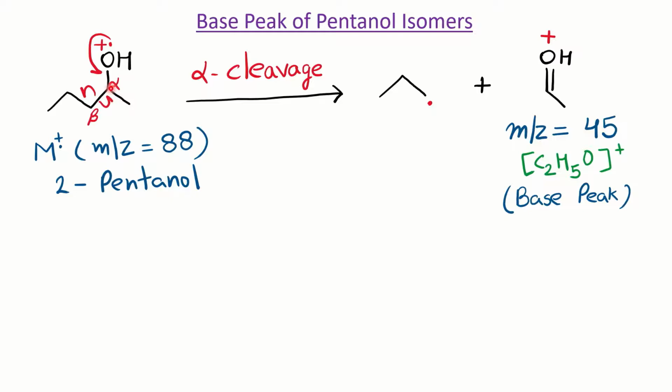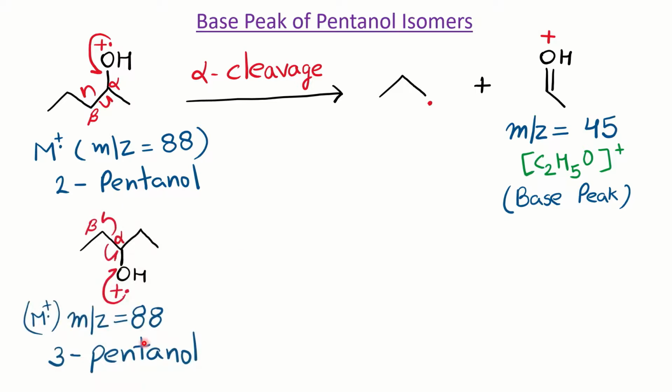So 45, because now this alpha carbon is attached to the oxygen, and this is unsymmetrical, you can notice. So the longer alkyl chain will release as a free radical more frequently as compared to the methyl free radical. Okay, methyl free radical will release, but the intensity of the peak will be very less as compared to the fragmentation of this alpha beta bond, which is going to release the propyl free radical. Okay, so this peak will be more intense, and here it is the base peak, 45 in case of 2-pentanol.